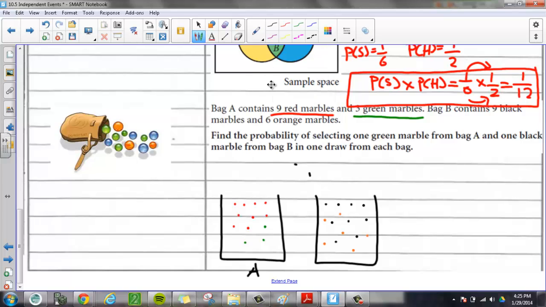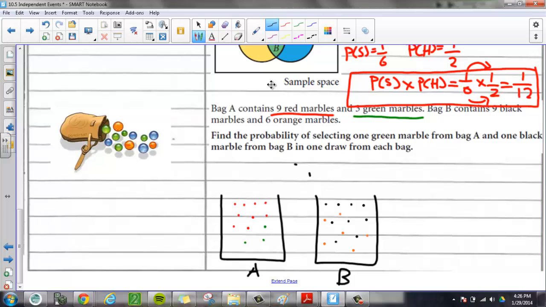And the question asks us to find the probability of selecting 1 green marble from bag A and 1 black marble from bag B. Now, the first thing you've got to ask yourself is, are these independent events? Is picking a marble from bag A going to affect the probability of choosing a different marble from bag B? Well, no, it wouldn't. They're independent events. And so let's try to figure this out.